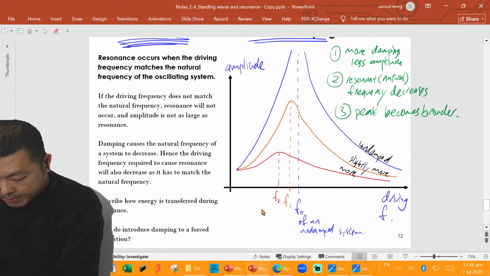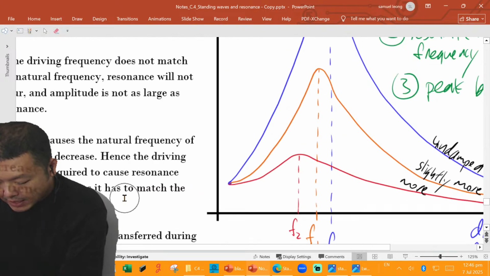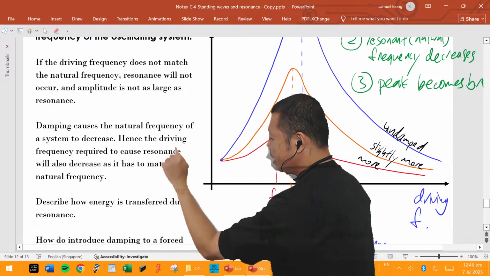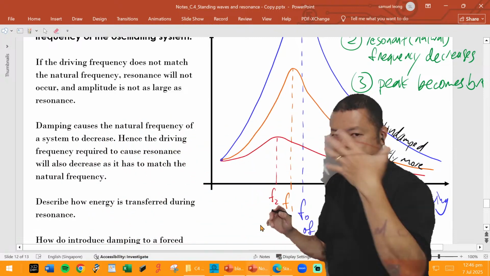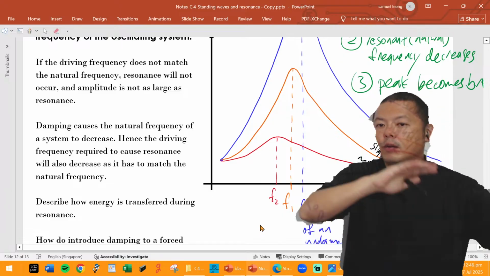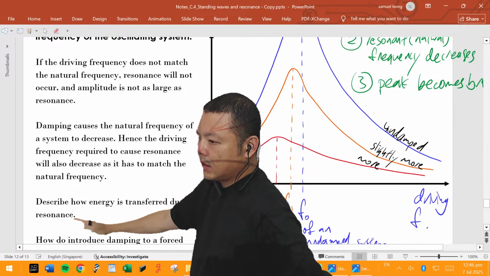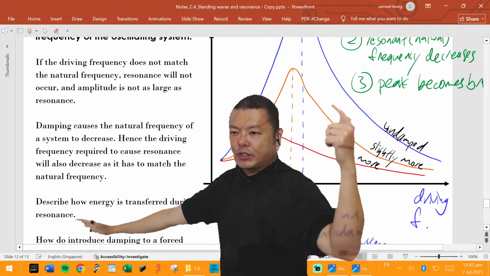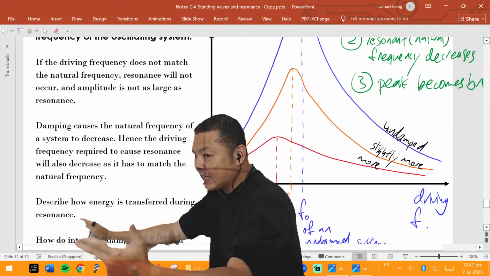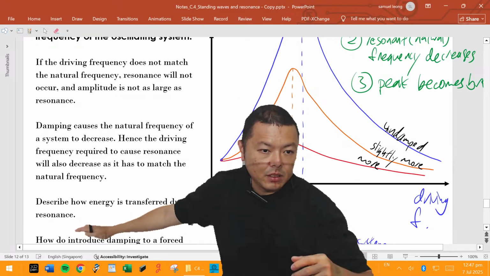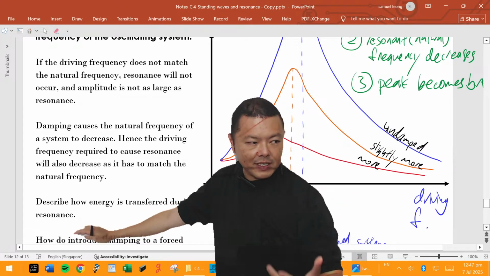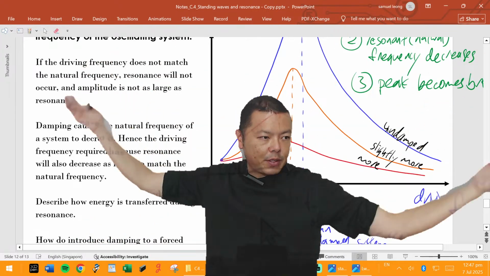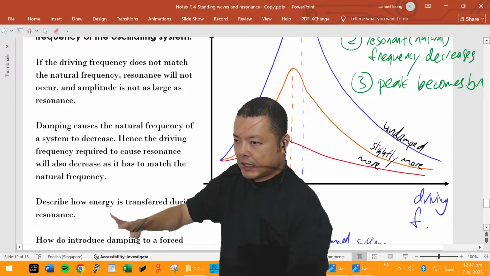Okay. I think maybe just one last question here. So we understand resonance, right? Again, what happens at resonance? What's the condition for resonance to happen? The driving frequency must match the natural frequency. Then what do you get? So what happens during resonance? The amplitude becomes maximum, right? Maximum amplitude. Correct? So that's what resonance is.